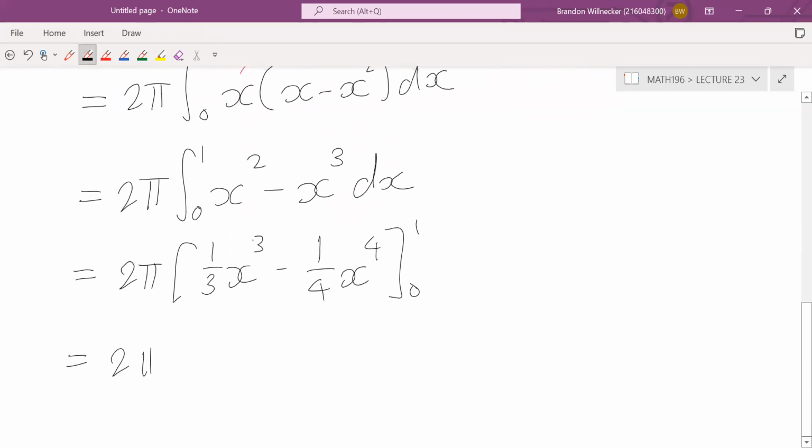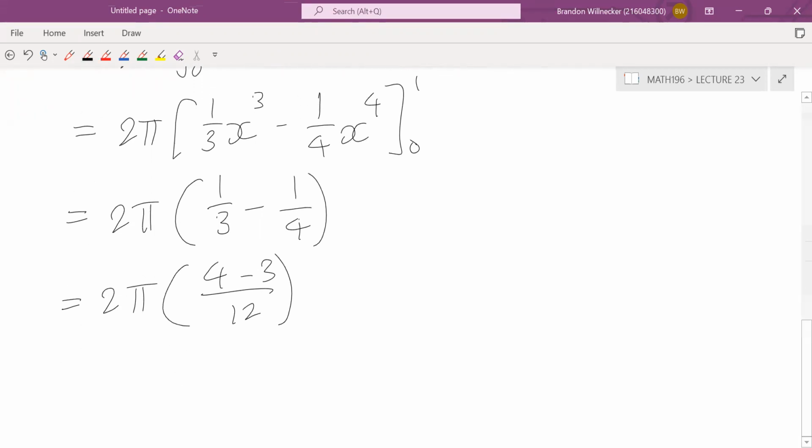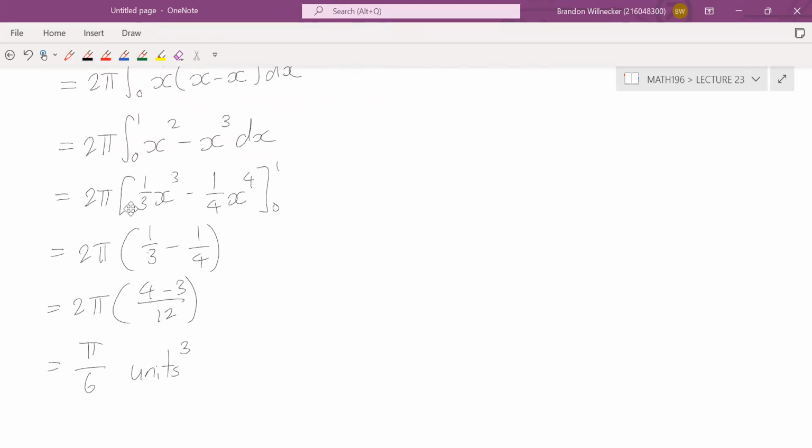So this will be 2 pi, 1/3 minus 1/4. Okay, we can find the common denominator of 12. So that will be 2 pi, 4 minus 3 over 12. 4 minus 3 is just 1. And then we're left with 2 over 12, which is 1 over 6. So this will be pi over 6 units cubed.